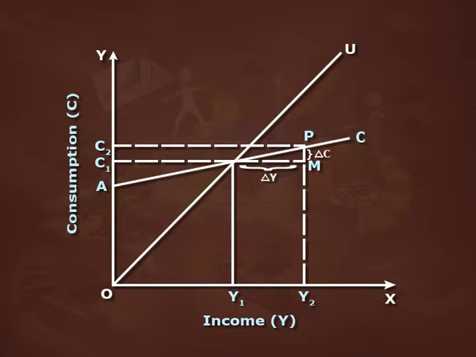To ascertain the slope of the C curve, we draw a horizontal line through A, the previous consumption income point, and then measure vertically to the tangent P, the changed consumption income point. We shall find that the ratio of the vertical length PM to the horizontal length AM is 0.8.